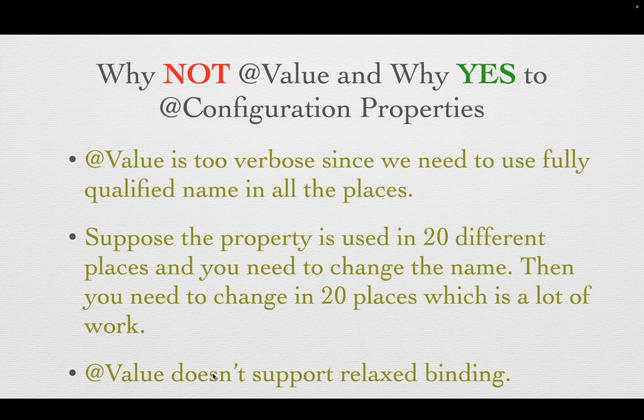So if I need all these three in my application, what do I need to do? I need to use the @ConfigurationProperties annotation. So what are the disadvantages of the @Value annotation? It's too verbose, because we need to use the fully qualified name in all the places. If I need to use that property in 20 different places and change the key for some reason, that's a lot of work for the developer. And the @Value annotation doesn't support relaxed binding.